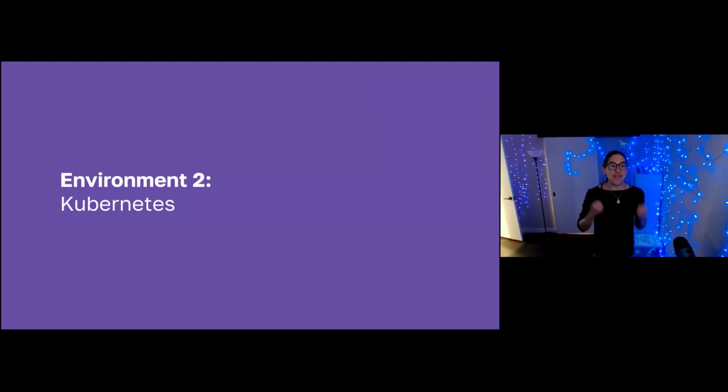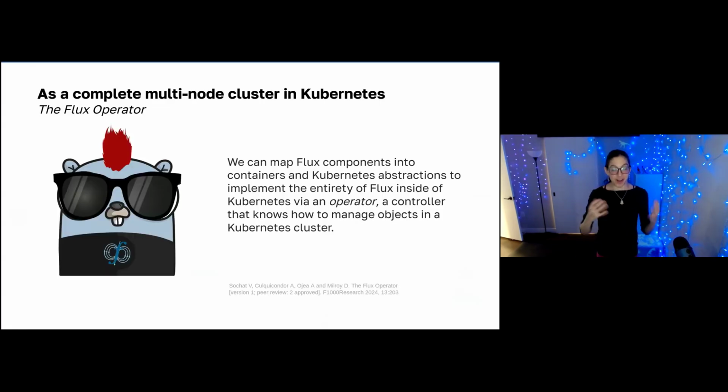Okay, let's jump into my favorite environment. That is Kubernetes. It's like an extension of the container landscape. We have the Flux Operator. The Flux Operator is going to deploy the entirety of Flux framework, a Flux mini cluster, in Kubernetes. We designed this by basically taking our Flux components, mapping them into Kubernetes abstractions, and then the operator is this controller, like a program that works in Kubernetes that knows how to manage all of those objects.